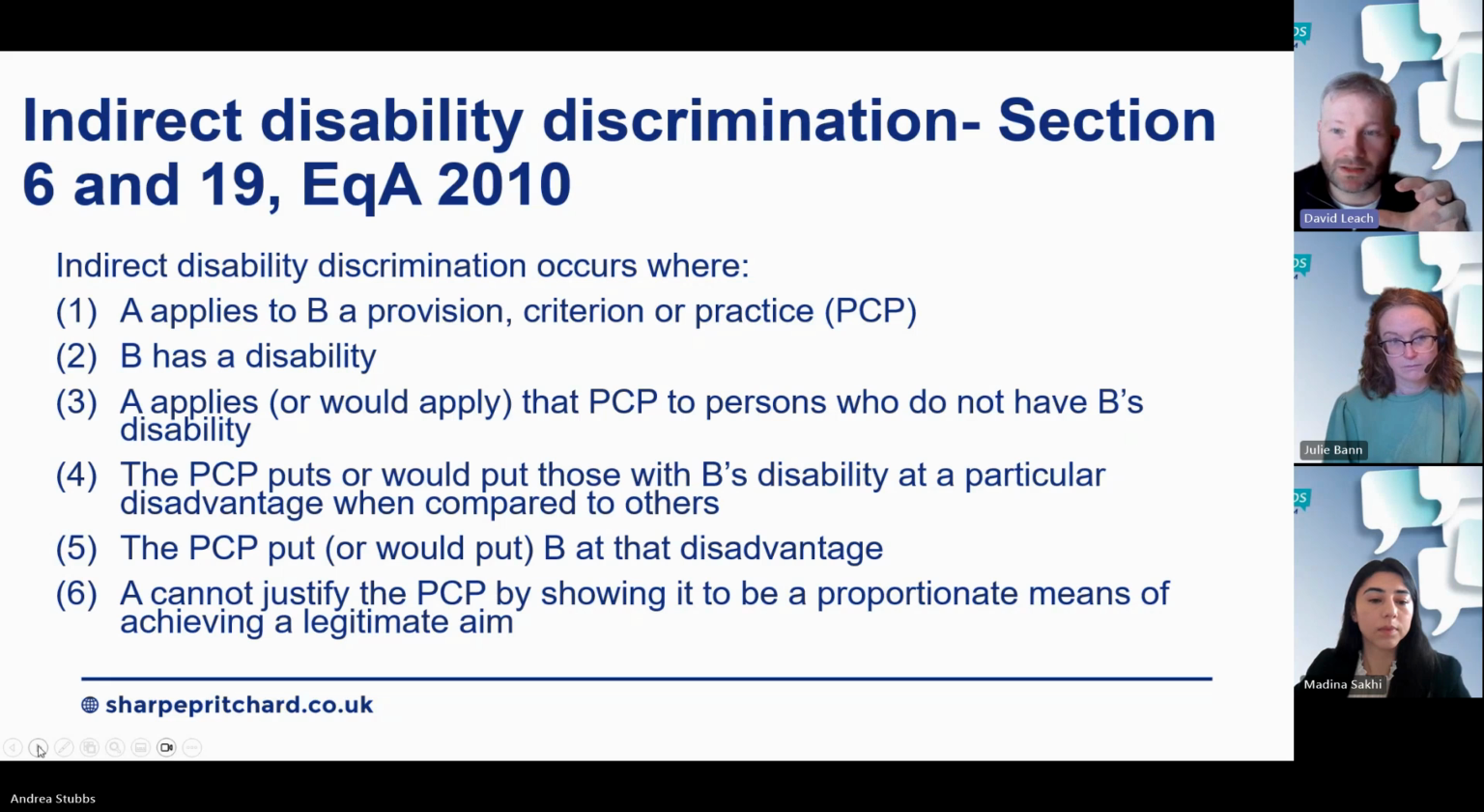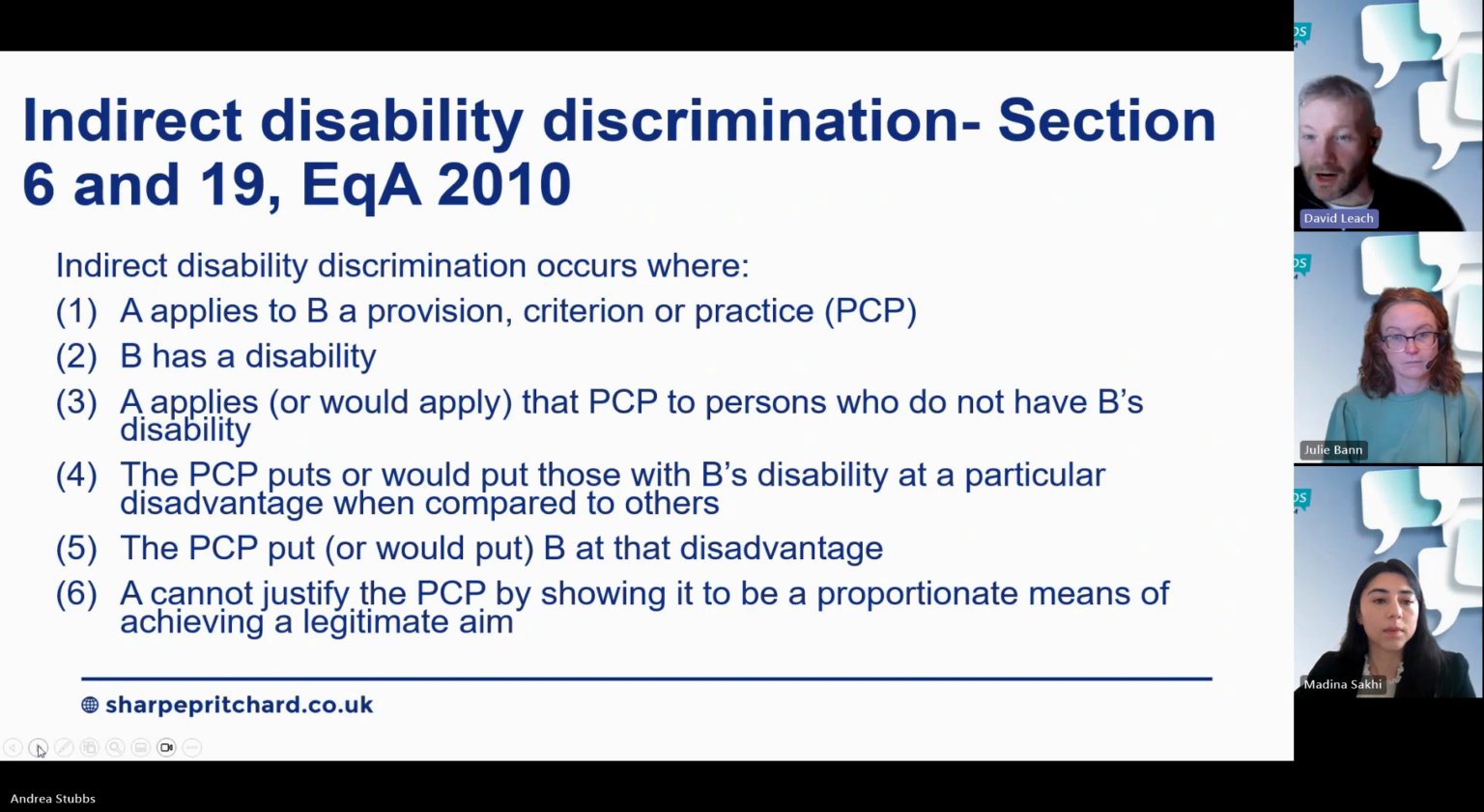But this is, why are you putting in the policy? What are you trying to achieve? And is there any other way you could have done it? And I think one of the important things to look at, certainly with claims for indirect discrimination, is your legitimate aim needs to be at the time that you have created this policy, this practice, this whatever it is, not later on down the line.